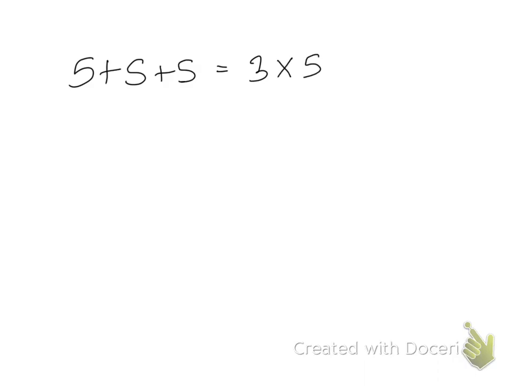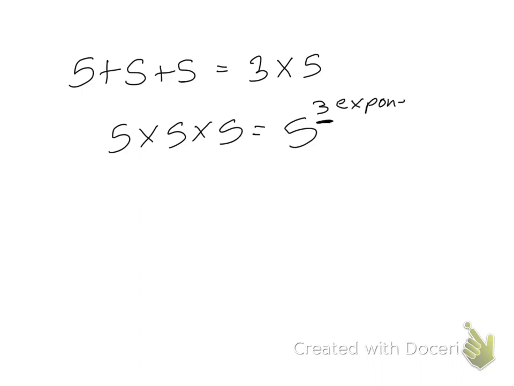To show repeated multiplication, we use something called an exponent. So if we had 5 times 5 times 5, that would be the same as 5 to the third power. This little sign up here is the exponent, and the number down here we call the base. The exponent shows how many times we're multiplying the base by itself. So 5 cubed equals 5 times 5 times 5.